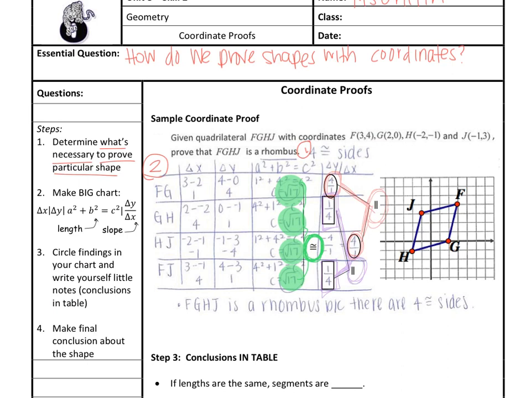So I just made 3 conclusions in my chart based on the Pythagorean theorem and slope, not based on change x, change y, because that doesn't matter. What matters is the length of the side and the slope of the side. So now my final conclusion is that FGHJ is a rhombus because there are 4 congruent sides. That's what I noticed here. I could also say that opposite sides are parallel.